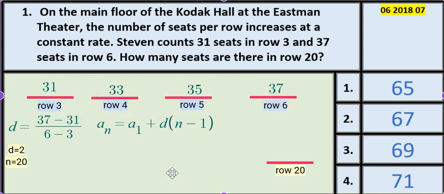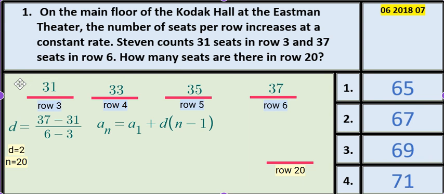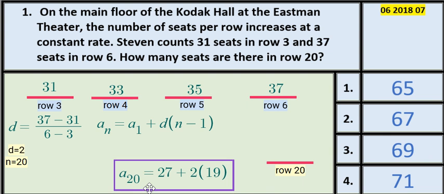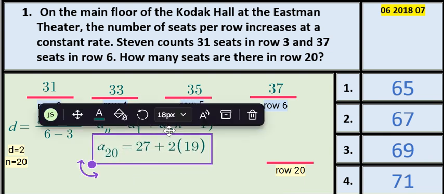So really, what we need is that first term. Now here, since I know the third row has 31, if I count backwards, the second row is going to have 2 less, 29, and therefore the first row is only going to have 27. So I'm going to substitute 27 into the formula for a sub 1.